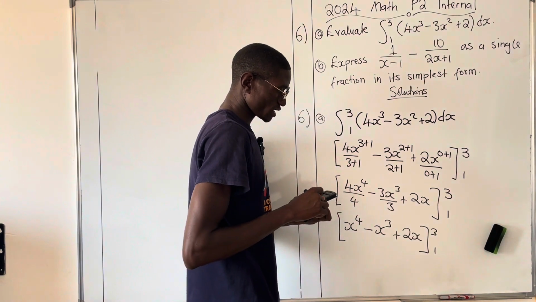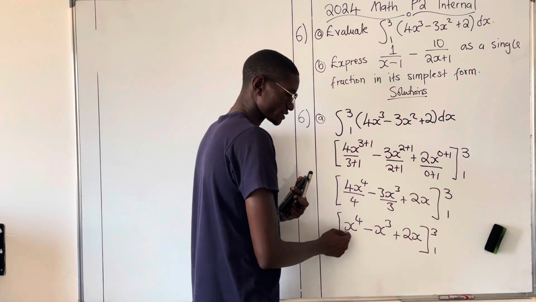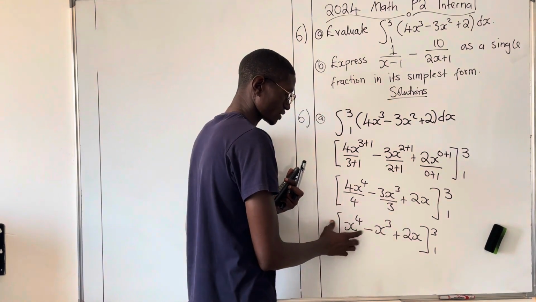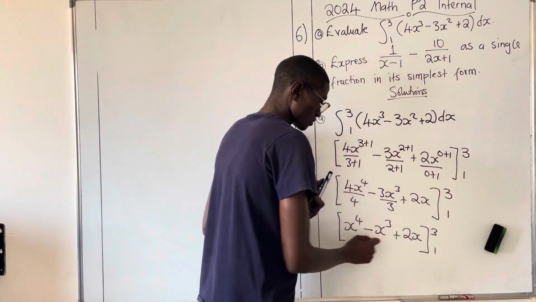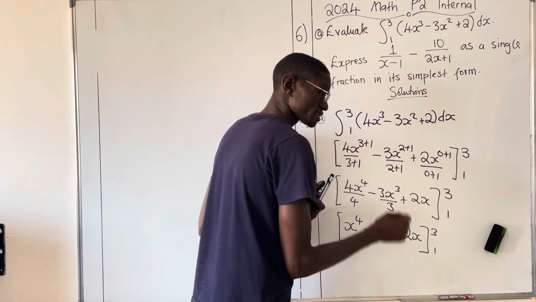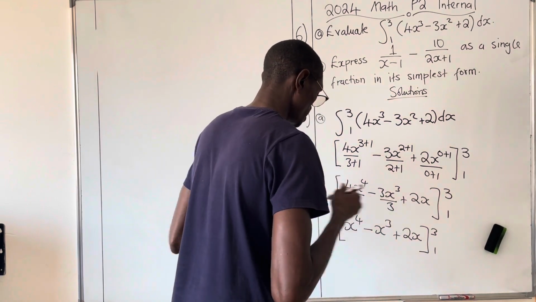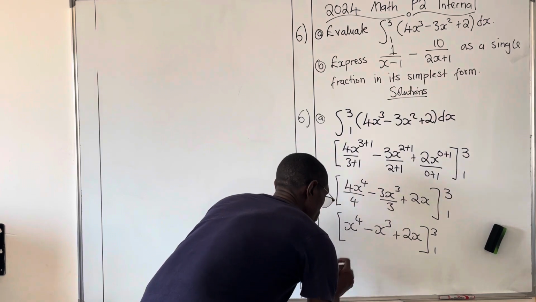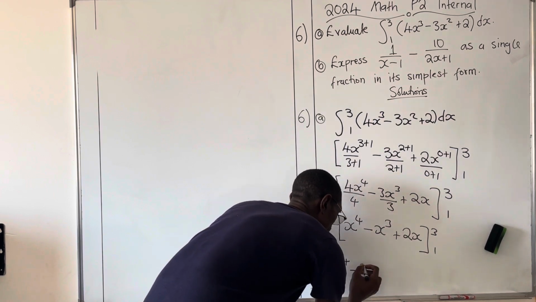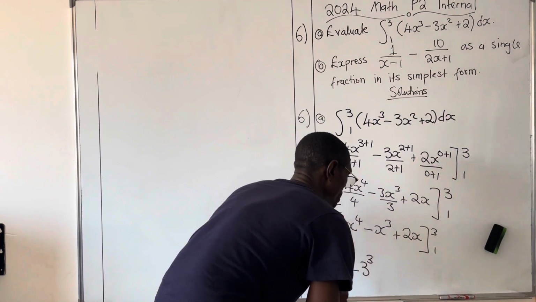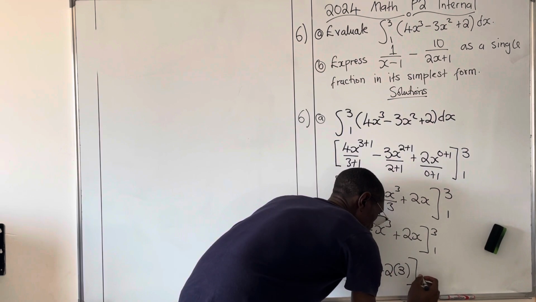Now for the next step, we take this integrated function. In the first bracket, wherever there's x, we put the upper limit, which is a 3. And then we say minus. In the second bracket, wherever there's x, we put a 1. So in the first bracket it's going to be 3 to the power 4, minus 3 to the power 3, plus 2, there's an x there, we put another 3, and then you close, and then you say minus.